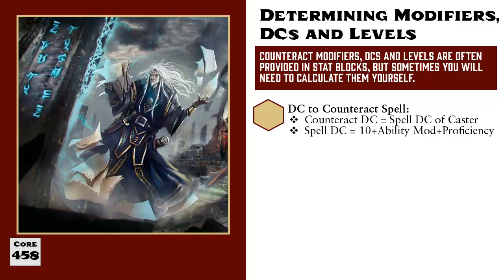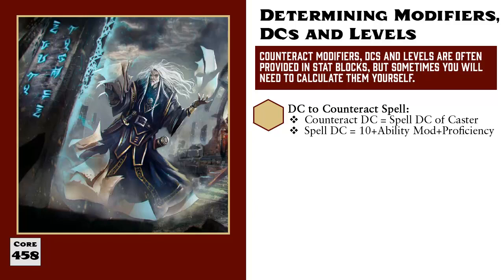If the effect you are counteracting is a spell, then its counteract DC is the same as the spell DC of the person who cast it. If you're using an official stat block from one of the published adventures, then the work is done for you and the spell DC should be listed there for that casting character.